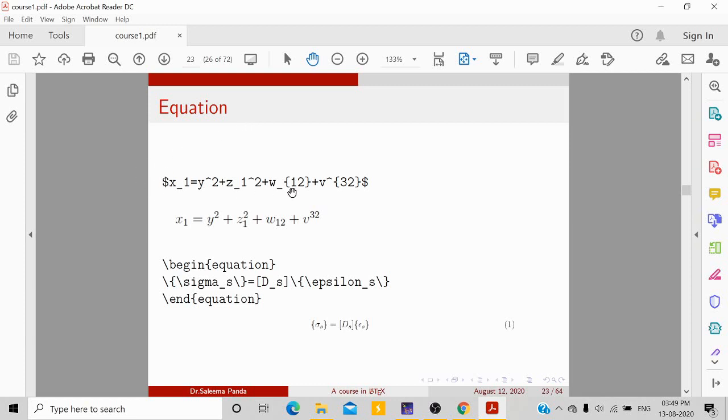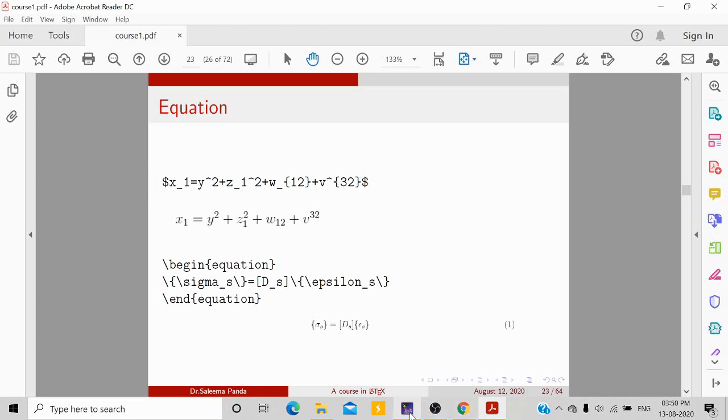You can see this dollar sign; you have to write the expression between these two. So x1 means x underscore 1, is equal to y to the power 2 plus z, again underscore 1 because it is a subscript, and superscript to the power 2 plus w. When there is more than one digit in the subscript, like 12 here, you have to put it inside braces. So 12 plus v, again to the power in braces because there are two digits, 32. You have to put it between these two dollar signs.